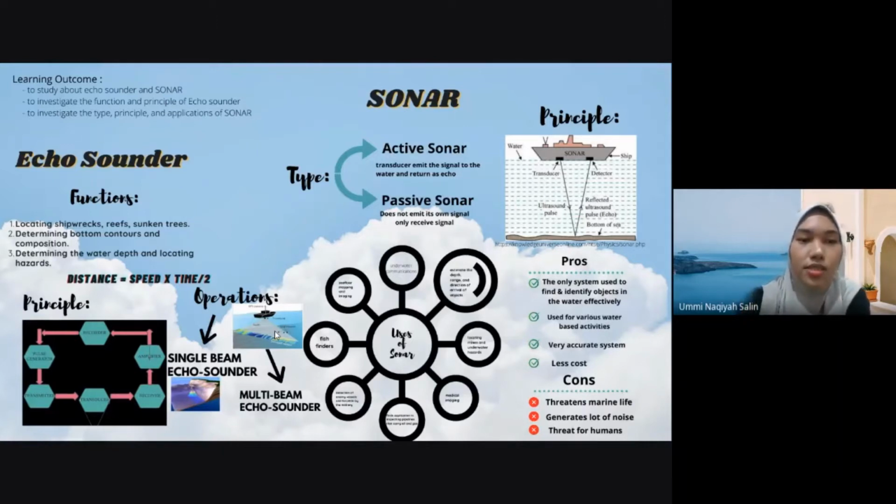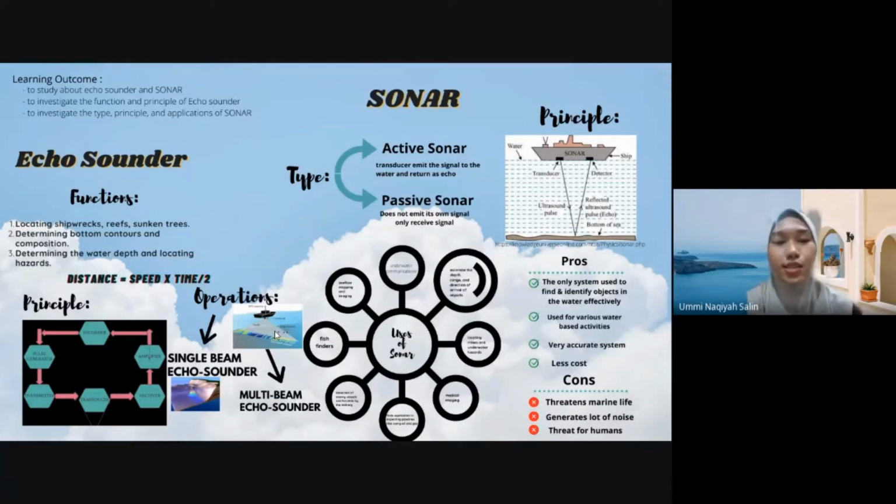To determine the water depth, the sound pulse is transmitted into the water, and the time interval between the emission and return of the pulse is recorded. So we get the formula: distance equals speed times time, divided by 2. Divided by 2 because the pulse travels two times, during the emission and during the return to the transducer. We only want to know the one-way distance, so that's why we need to divide it by 2.